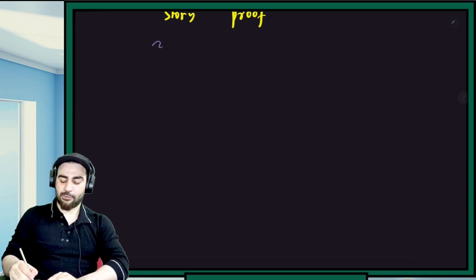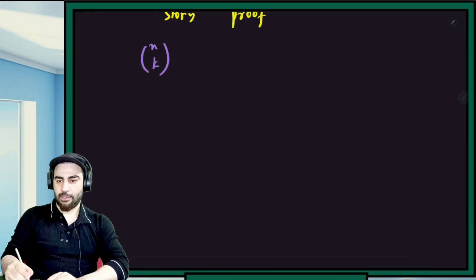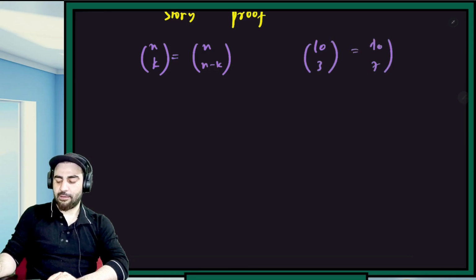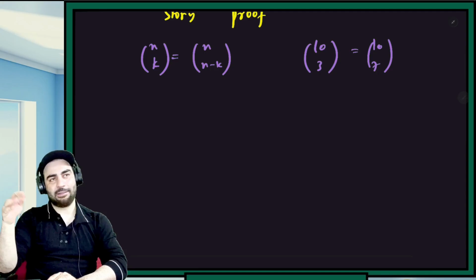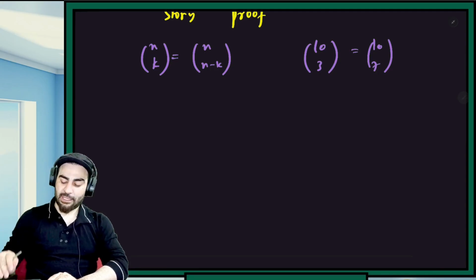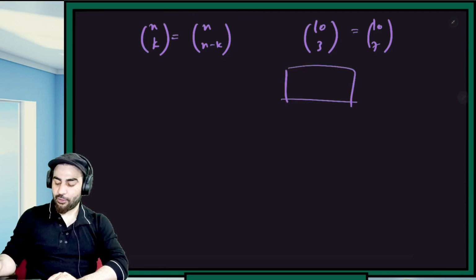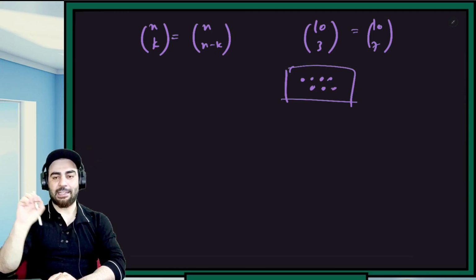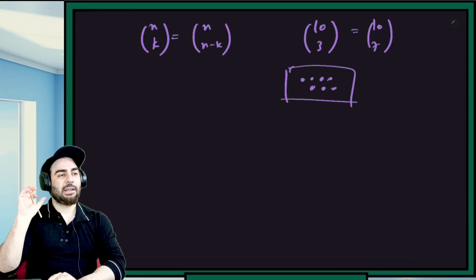Let's suppose we have n choose k. This is also equal to n choose n minus k. All of you know this result. Let's suppose you have 10 choose 3, you know that this is also equal to 10 choose 7. You can formally prove this by using algebra, n factorial divided by k factorial times n minus k factorial. But how can you think about this? Let's suppose you have n people, or some n items. This is a story proof. We are constructing a story, and based on that story, we'll try to see that the left hand side is equal to the right hand side. So let's suppose you have n people.